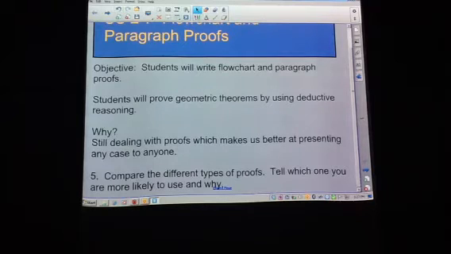So go ahead and write down the title and go ahead and answer number 5 in your notes at this point. And notice that the title pretty much gives this one away. We're going to write some flowchart and write some paragraph proofs. We're going to use geometric theorems and deductive reasoning.